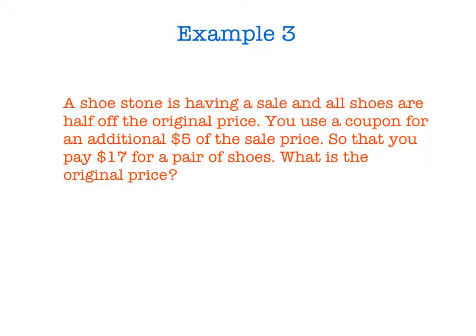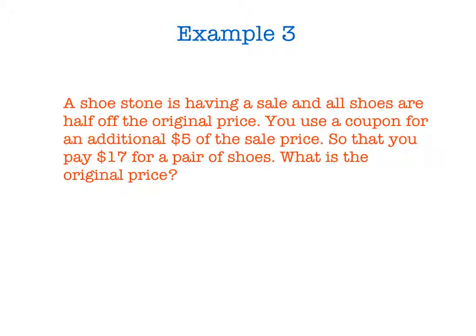Example 3 is a story problem doing the basic steps that we have already done. The problem is a shoe store is having a sale and all shoes are half off the original price. You use a coupon for an additional $5 off the sale price so that you pay $70 for a pair of shoes. What is the original price of the shoes?